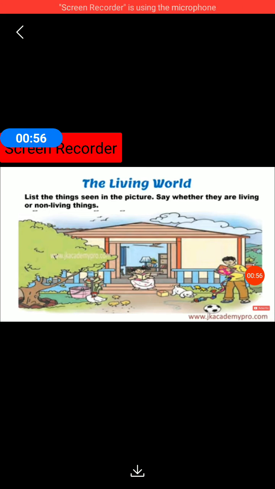So in this chapter we are going to study the different distinguishing features of living as well as non-living things. So we are going to study these features in this chapter.